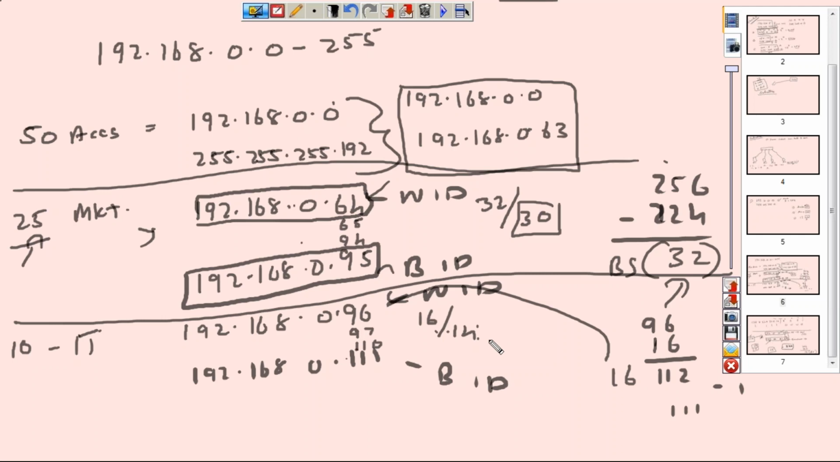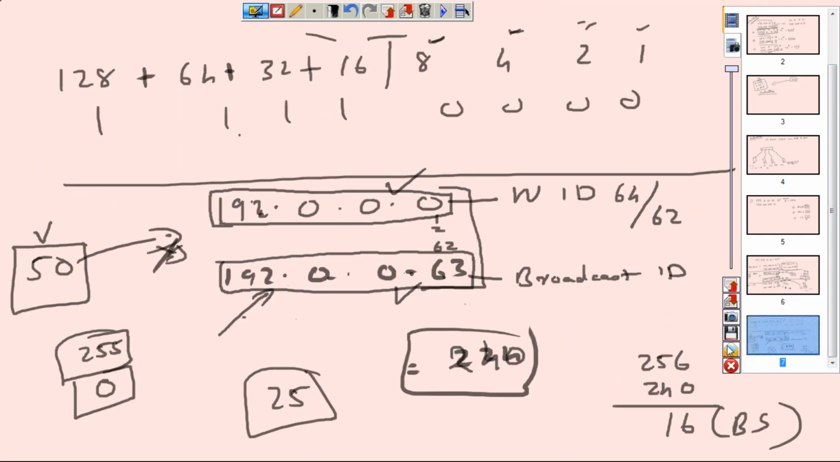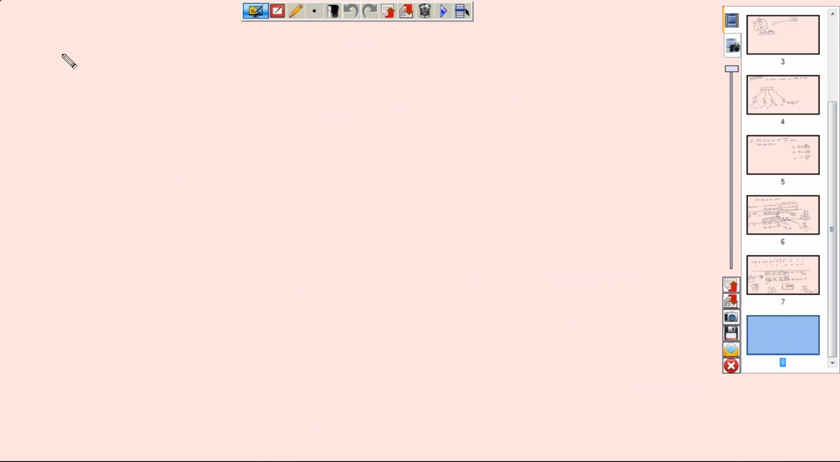Tomorrow I'll give you a website where you can continue these practices. Okay, so let's quickly do one more problem, just so that we have a slightly clearer picture of this. All right, let's say I have the 200.10.5.0 network, right? With a default class C mask of 255.255.255.0. Now, how many bits am I using for the network here?